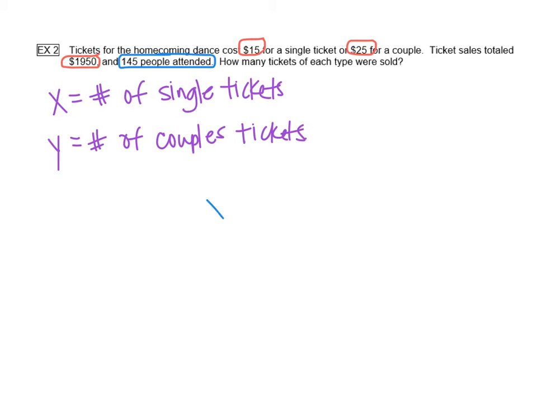So X is my total number of single tickets. So if I sold 20 single tickets, that means there's 20 people. We also sold couples tickets. Well, how many people are involved in a couple's ticket? That's going to be 2 people per ticket. So I'm going to say 2 times Y, the number of couples tickets. So for example, if I sold 5 couples tickets, 5 times 2 tells me there were 10 people, okay? And the total number of people that attended were 145. This does not sound like it was a Rockford homecoming. This is a small homecoming dance.